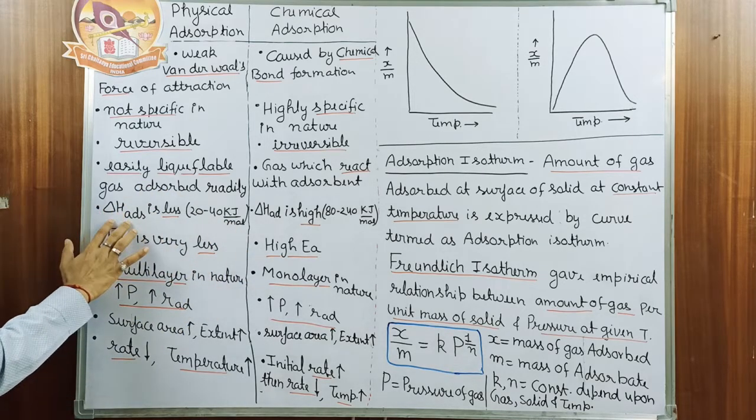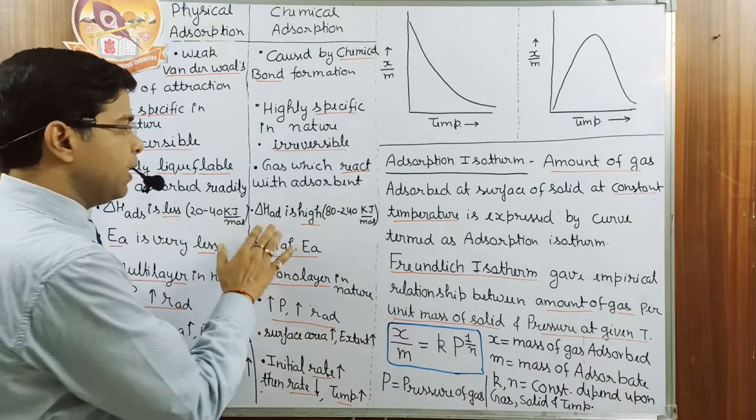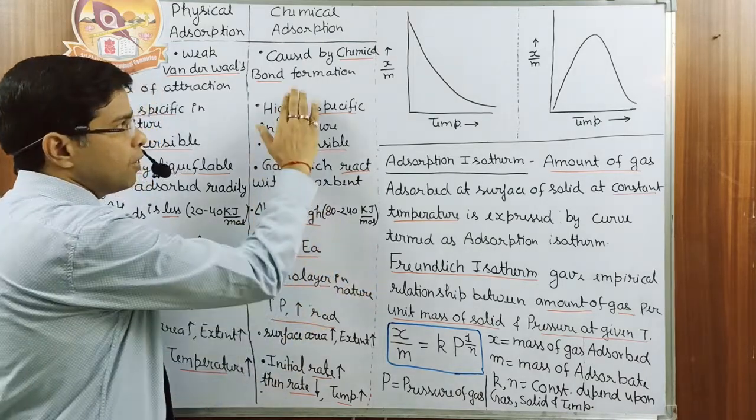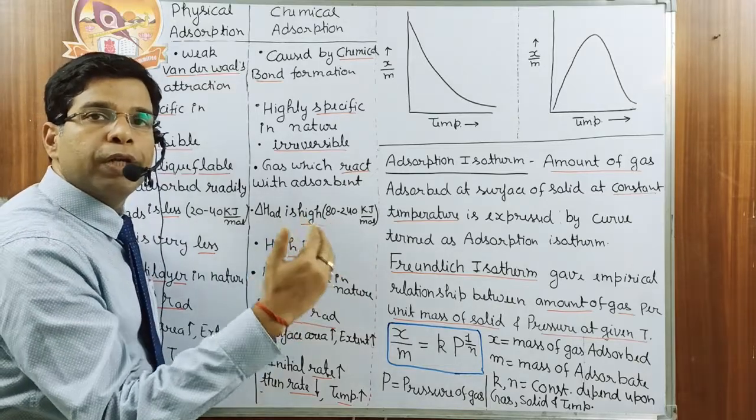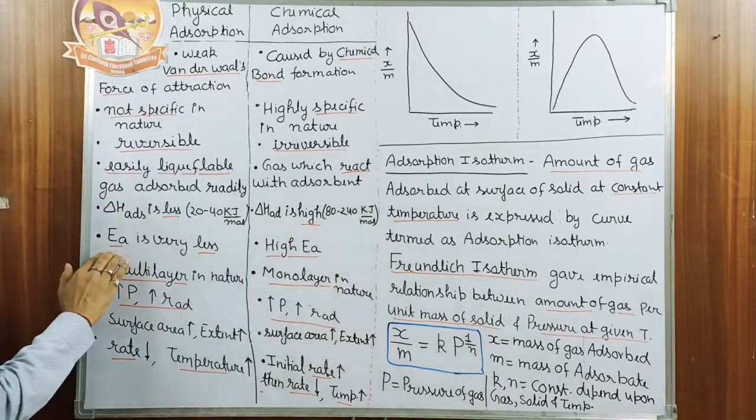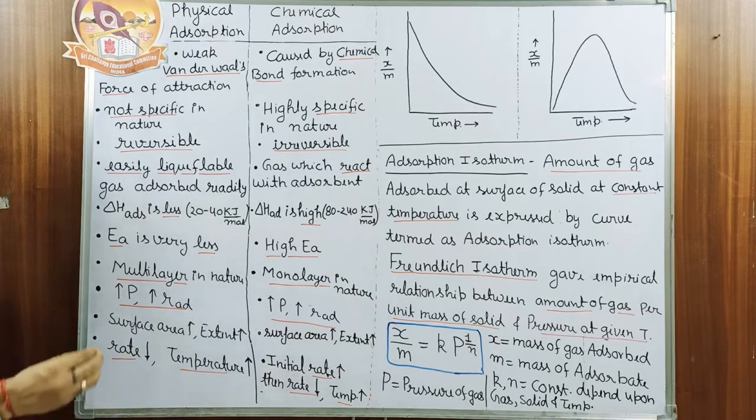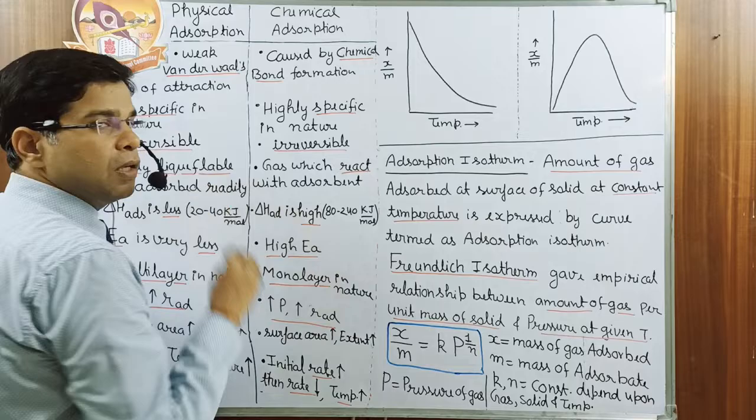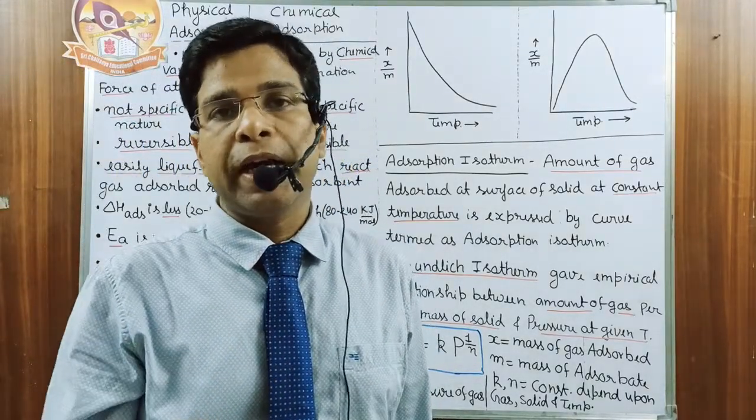Then since the force of attraction is weak, the heat released during the adsorption is very less. Heat of adsorption is only 20 to 40 kilojoule per mole. But here heat of adsorption is very high. We have the higher force of attraction. So here we have 80 to 240 kilojoule per mole. Activation energy of the physical adsorption is very less. It is almost negligible. But here activation energy is sufficiently high because we have to form the actual chemical bond.